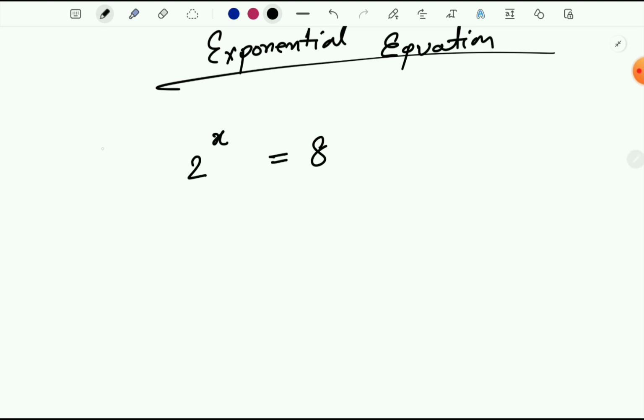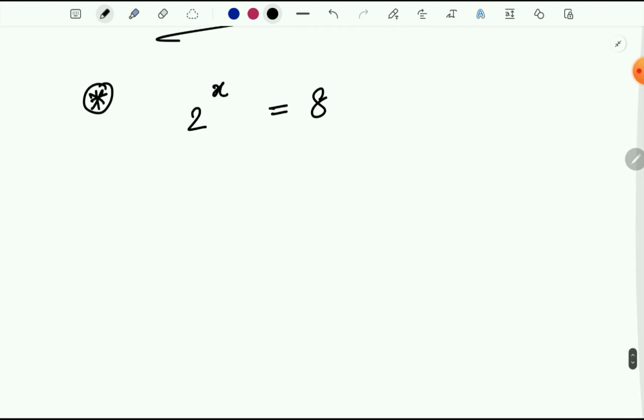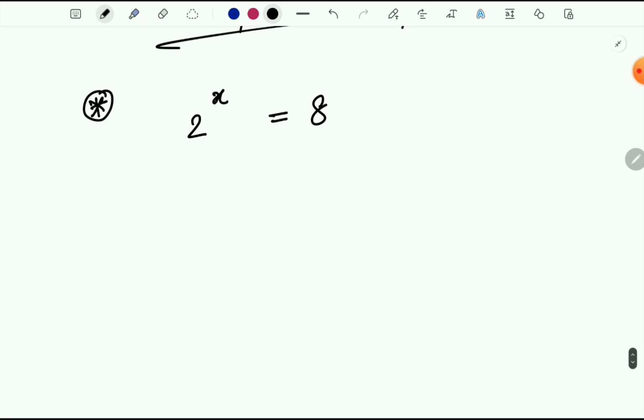So if we simplify this problem, we can write 8 as 2 power cube, and remember, 2 power x equal to 2 power cube. They can be equal only when their exponents or indices are the same, right? Otherwise it's not possible. Therefore our answer is x equal to 3.